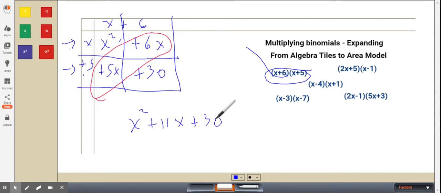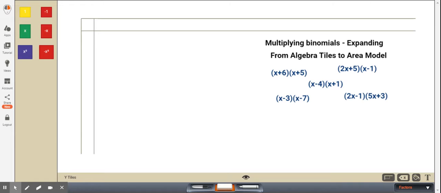So this is an alternative to FOIL that allows you to keep track of everything here and also allows you to see that when we're multiplying numbers, we can think of it as an area, the product of two numbers, length times width. I hope this example was clear. So that's the first example. We're going to move on and we're going to do the rest of the examples. So we have done this one. Now we're going to move to the next one, which is 2x plus 5 multiplied by x minus 1.